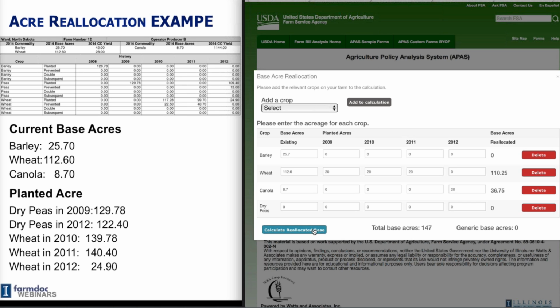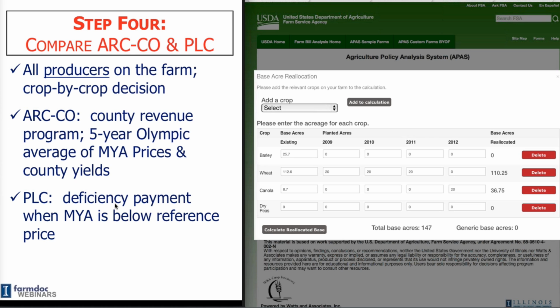Another question is, how is CRP handled if it comes out of production? Generally speaking, when CRP comes out of production, you add base acres to the base of that farm, and my guess is it would be given the same percent. So you would have total base acres increase, and the proportions would change relative to the proportions that you currently have on that operation. All right, we're moving on to step 4.